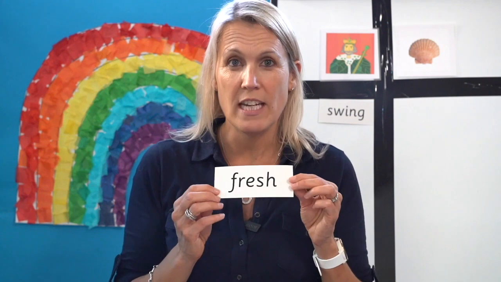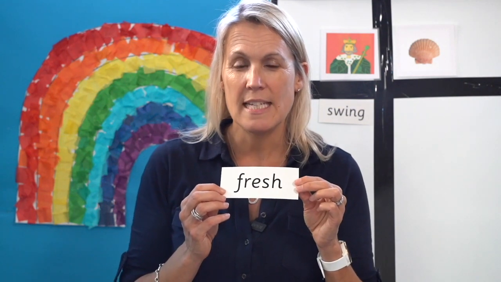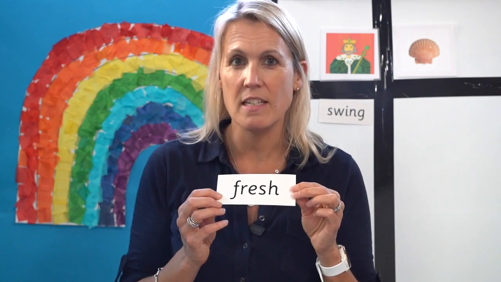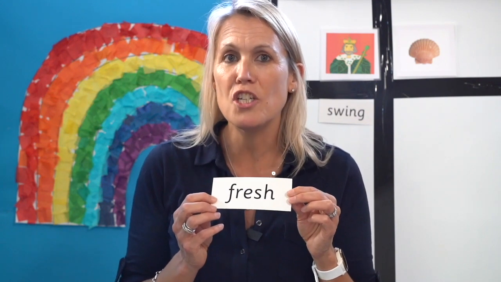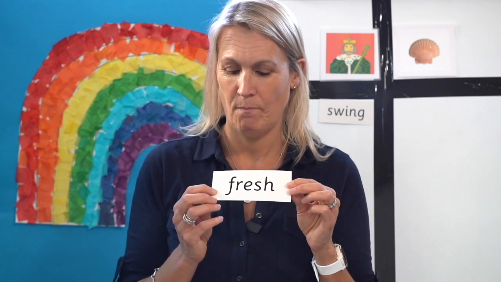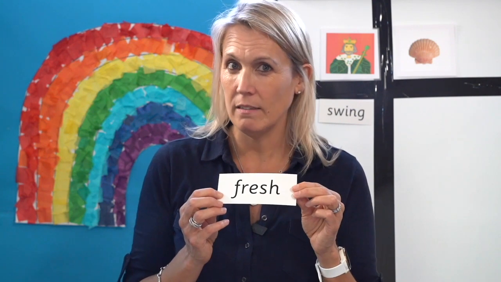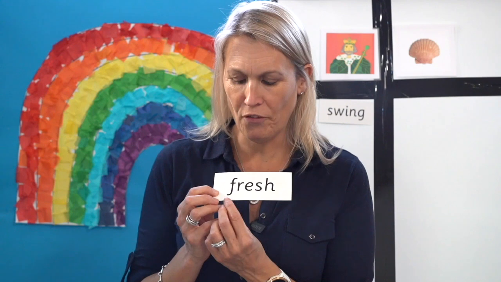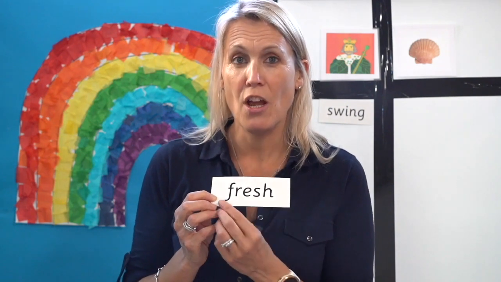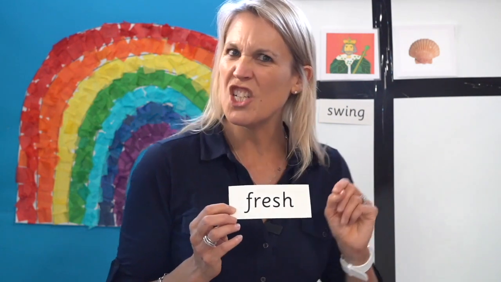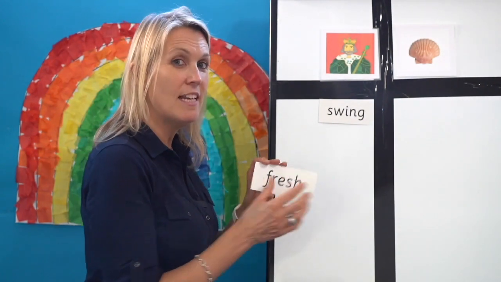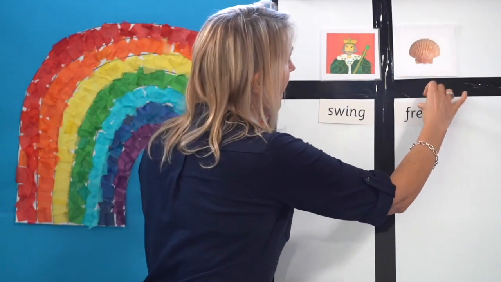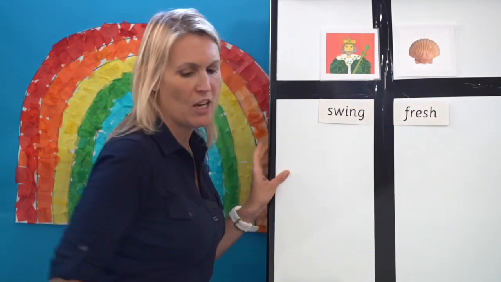Let's try another one. Have a look at this one. Read the word. Tell me, do I need to put it under the king or the shell? Is it or sh? Let's read the word together. Fresh. Shh. I need to put it underneath the shell. Well done. There it goes. Shh.